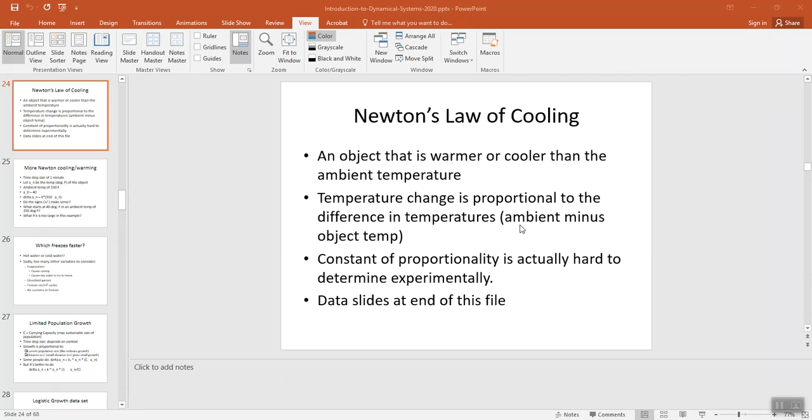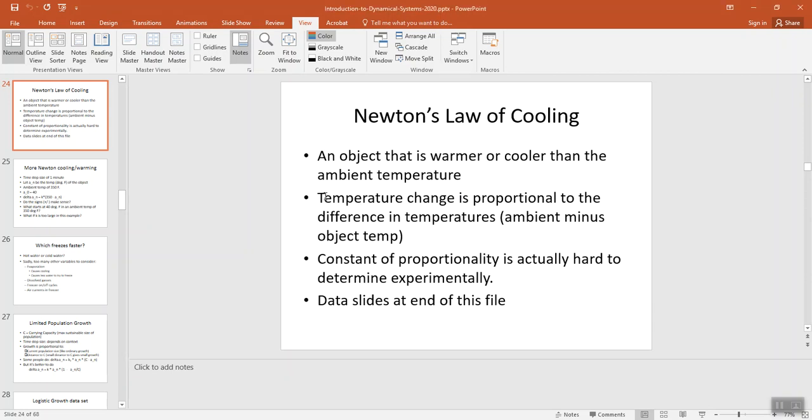Now let's talk about things that are warming up or cooling down according to the ambient temperature. That's the temperature in the air or maybe even water around them. So if there's a big difference between an object's temperature and the temperature of the air, then it loses or gains heat quickly, and if there's only a smaller difference, then it loses or gains heat more slowly.